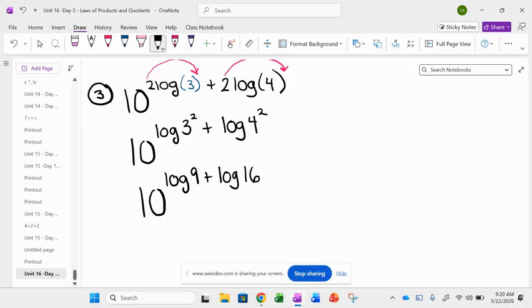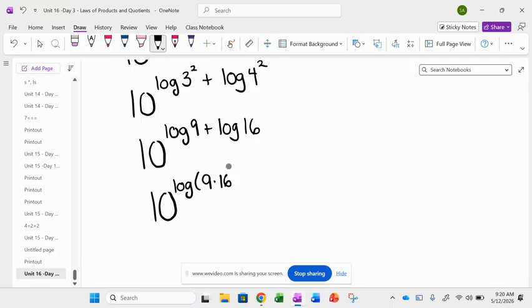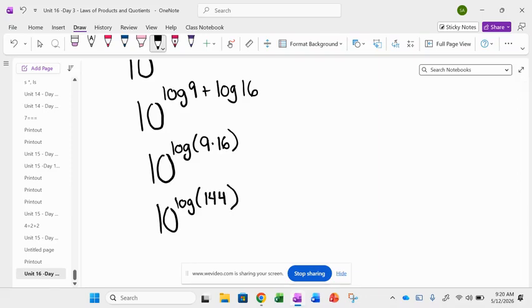Now I can change that log addition into what? Multiplication. So this is going to be 10 raised to the log of 9 times 16. What's 9 times 16? 144. Is this a shortcut? It may not look like a shortcut, but now if I were to put a 10 there, is this a shortcut? Yeah.